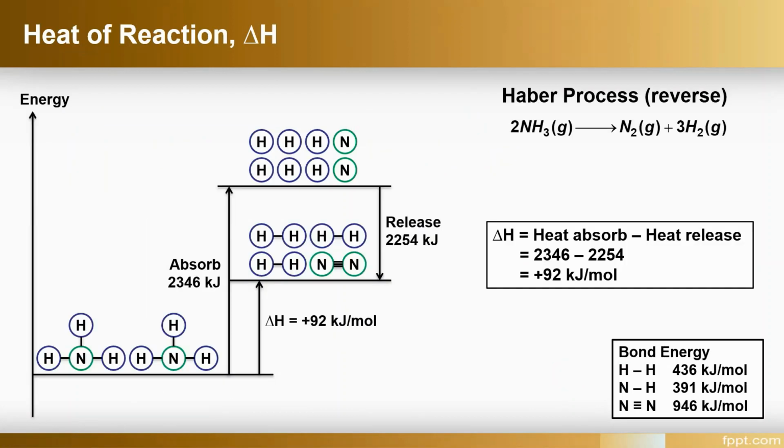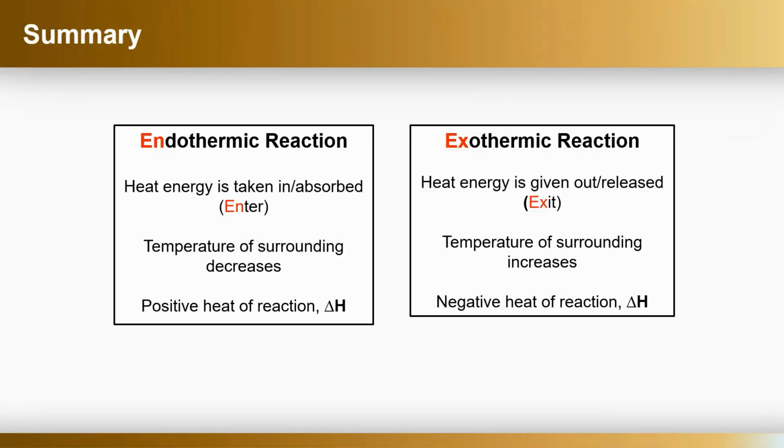This reaction is actually reversible. That means from the ammonia molecule, it can be reversed back to nitrogen and hydrogen. And we can work out the math with a similar method. We will get positive 92 instead. So as a summary, for an endothermic reaction, heat is absorbed, the temperature of the surrounding decreases, and the heat of reaction is positive. For an exothermic reaction, heat is released, the temperature of the surrounding increases, and the heat of reaction is negative. So that's all for this lesson.